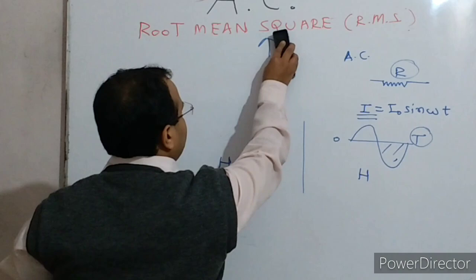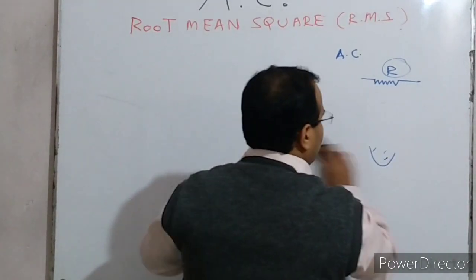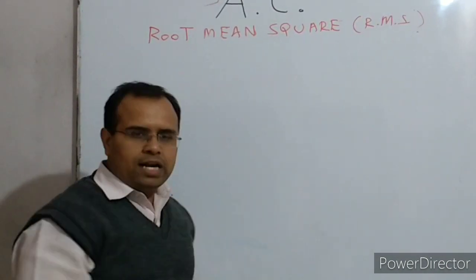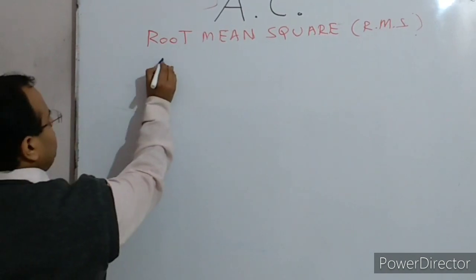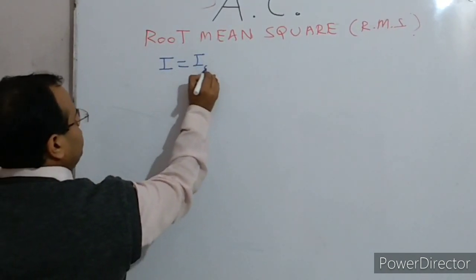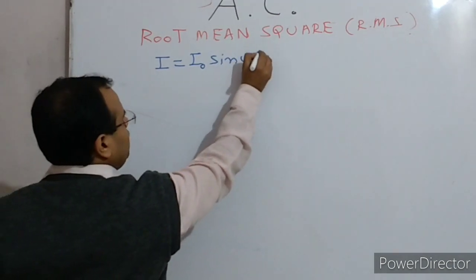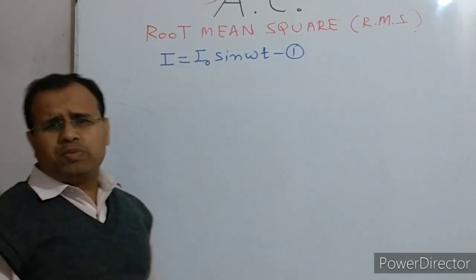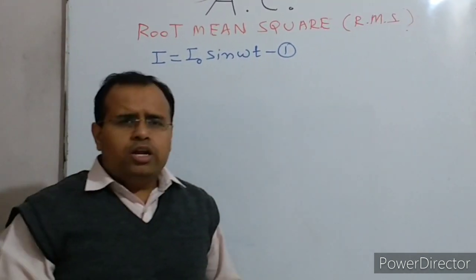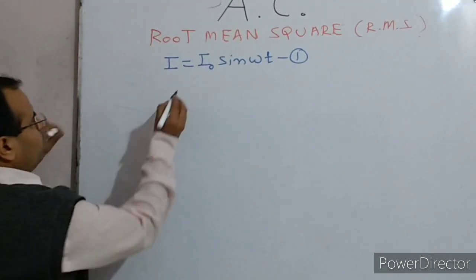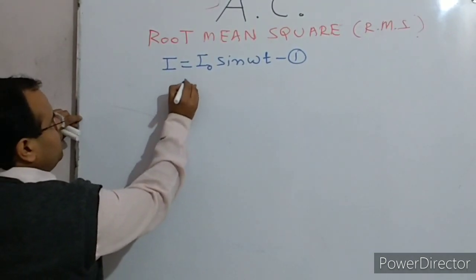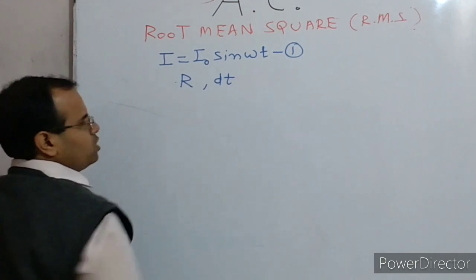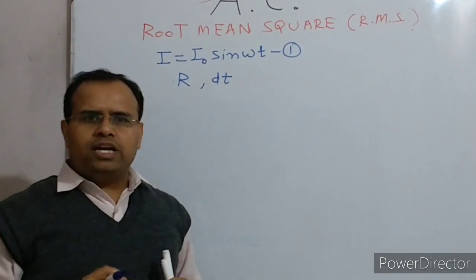Now we have to derive the expression for RMS value. If we have to derive the expression for the RMS value, what will we do? Let us consider that there is an alternating current which is given by I equals I naught sine omega t, and this alternating current is flowing through the circuit. Now I naught is the peak value of the alternating current, you already know. Suppose this current flows through a resistance capital R for a certain time dt.